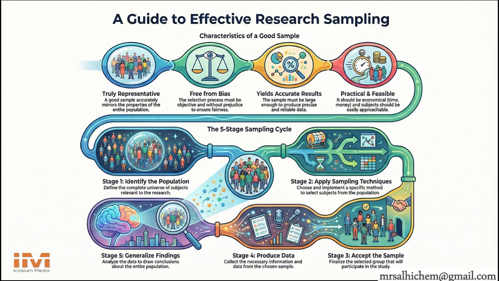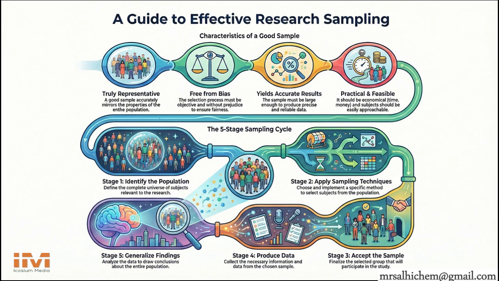If you get through that, you finally arrive at stage 5, the payoff. Findings and generalizations. The whole point of the exercise. And understanding this cycle shows you the domino effect so clearly. You can't generalize reliably in stage 5 if you haven't correctly identified the universe in stage 1. Or used the right technique or sample size back in stage 2. It's a dynamic interlocking system. A weak link anywhere invalidates the entire chain. It truly reinforces that the sampling process is the integrity checkpoint of the whole research project.